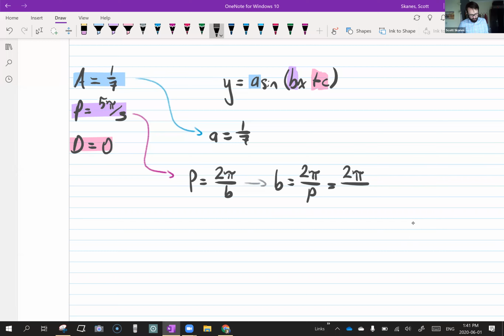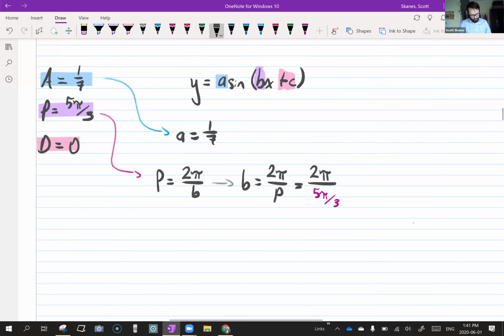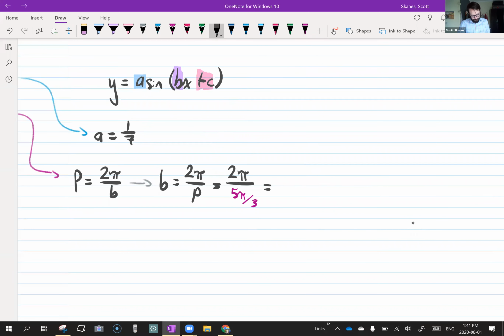And in this case, our period is 5π/3. Let me make that a different color, 5π/3. So many students have trouble with that. I tried to give you an easy way to do it yesterday. The easy way to do it is this. Just take that 2π. We know it's divided by 5π/3. If it's divided by 5π/3, that is the exact same thing as multiplying by 3/5π. Multiply by the reciprocal. It's the exact same thing. I won't go through why that works. I'm just going to tell you that it always works.